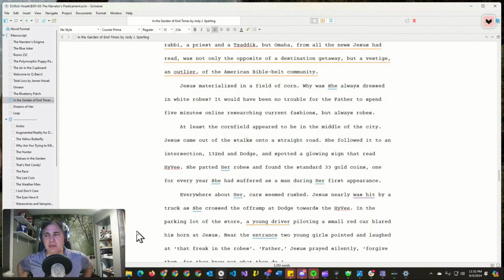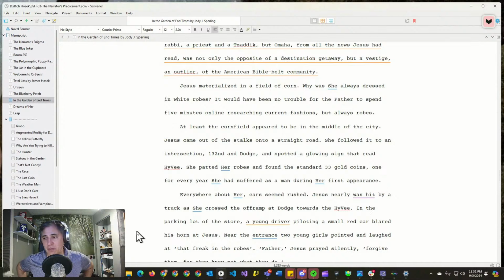Jesus materialized in a field of corn. Why was she always dressed in white robes? It would have been no trouble for the father to spend 5 minutes online researching current fashions, but always robes.